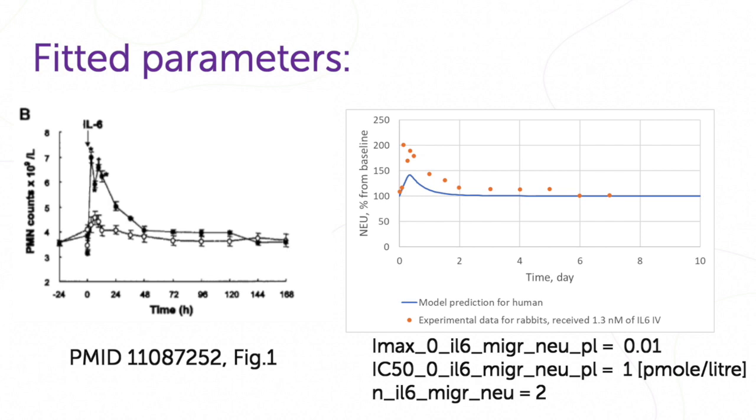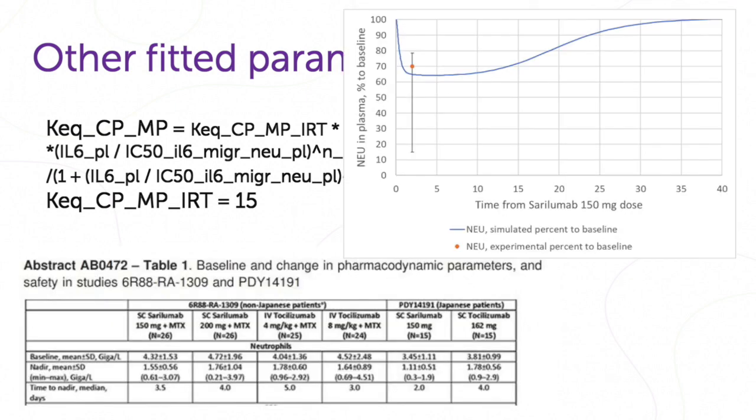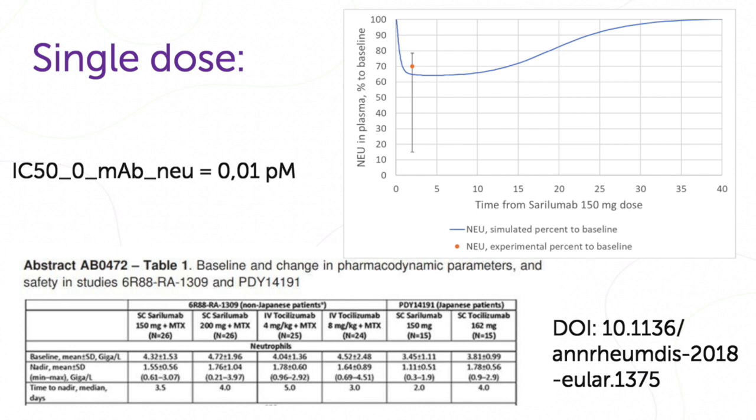description, perhaps due to a possible effect also on the bone marrow processes that are not described in the current version, or a different effect size in humans. The equilibrium constant was refitted to make the original parameter equal to the initial IRT value. The modified model contained only one parameter of therapeutic antibody effect.